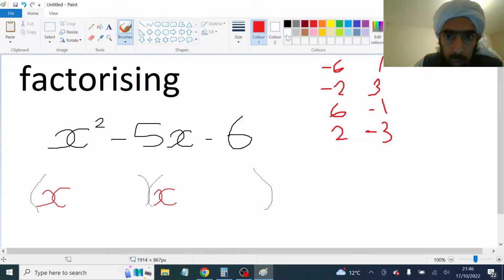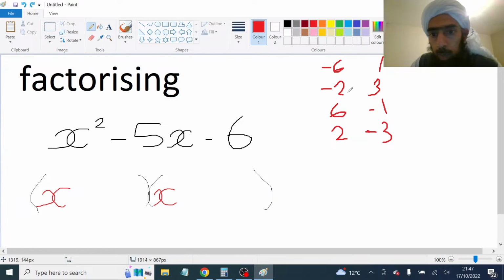And I made a mistake in this question, which is that this should be just a minus x. No, actually, that's fine. We'll go with that. So x squared minus 5x minus 6.